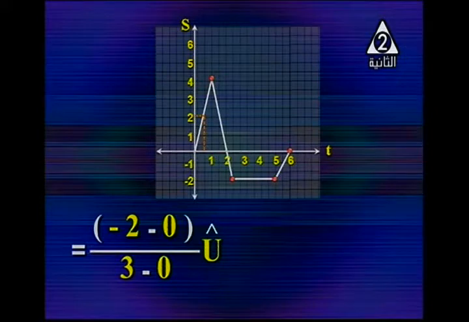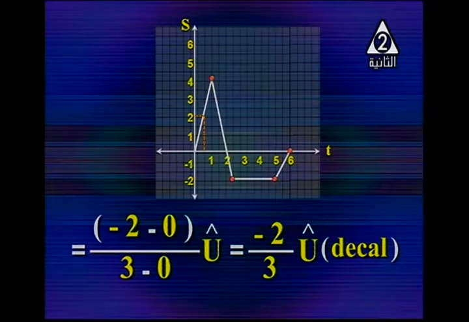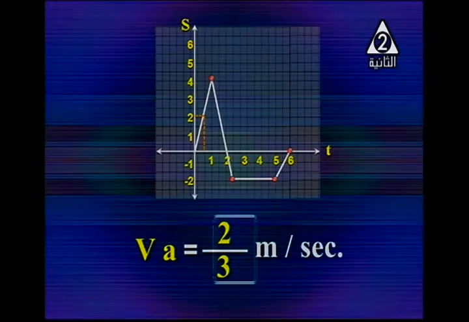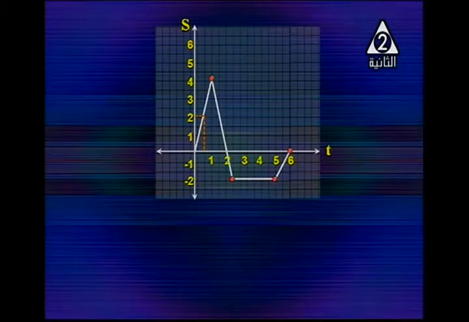Look at -2 minus 0, this is the distance. 3 minus 0, this is the time, T2 minus T1. T1 equals 0, T2 equals 3. S2 is -2, S1 equals 0. By substitution, answer is -2 over 3 unit vector. v equals 2/3 meter per second.